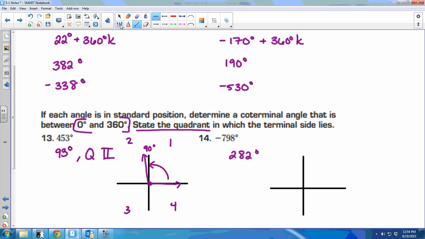So 282 degrees, this is 270. So 282 must be in here. What quadrant is that? 4. Perfect. That's not that bad, right? So pretty much learning target 3, it boils down to coterminal angles, which all boils down to adding and subtracting 360. Right? That's pretty much all it is. Questions about that? All right.